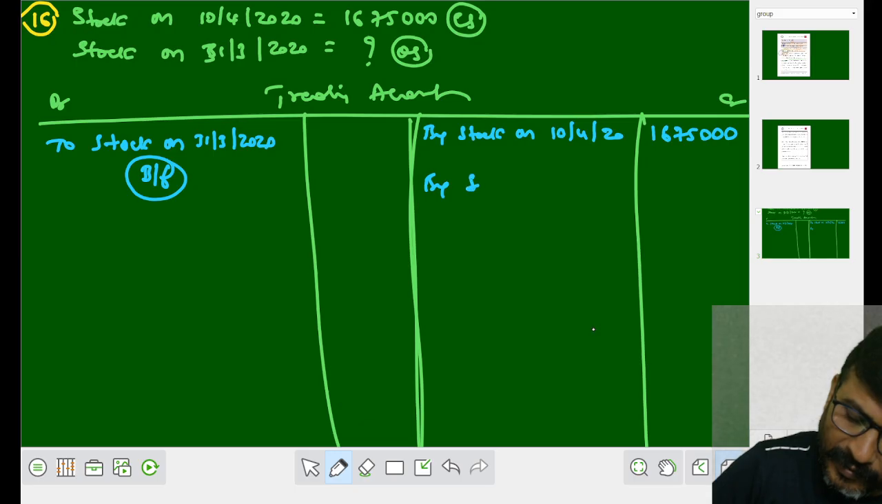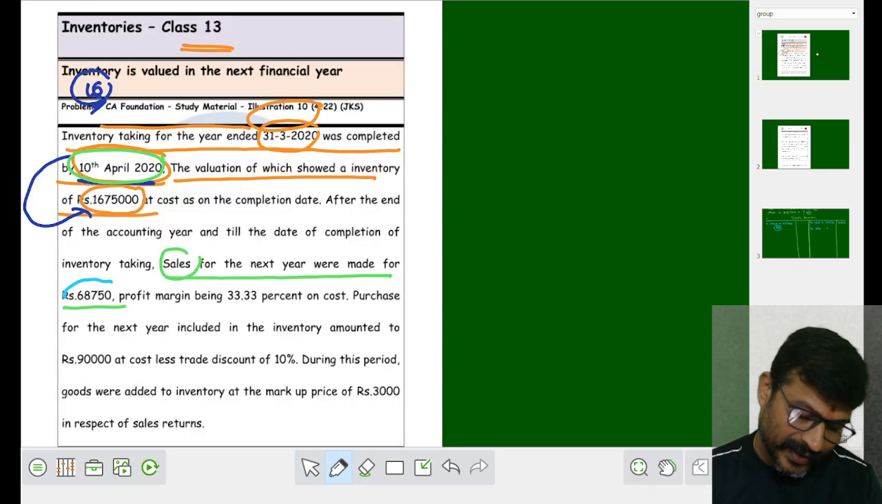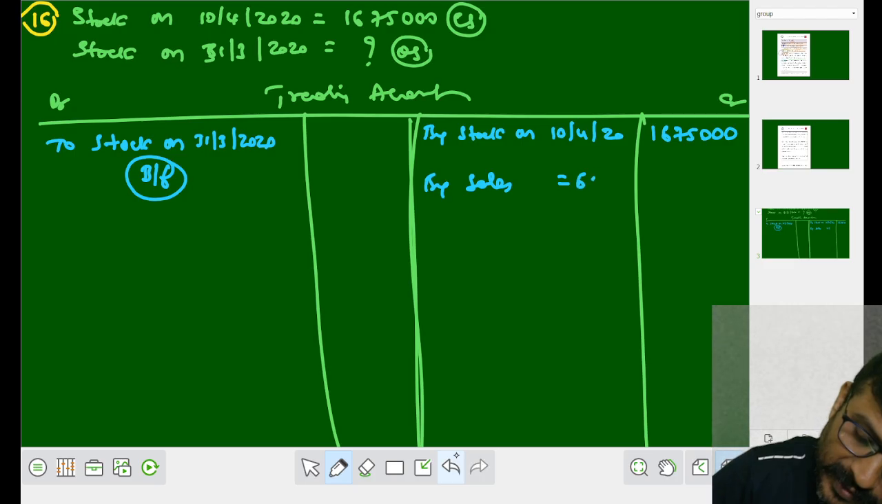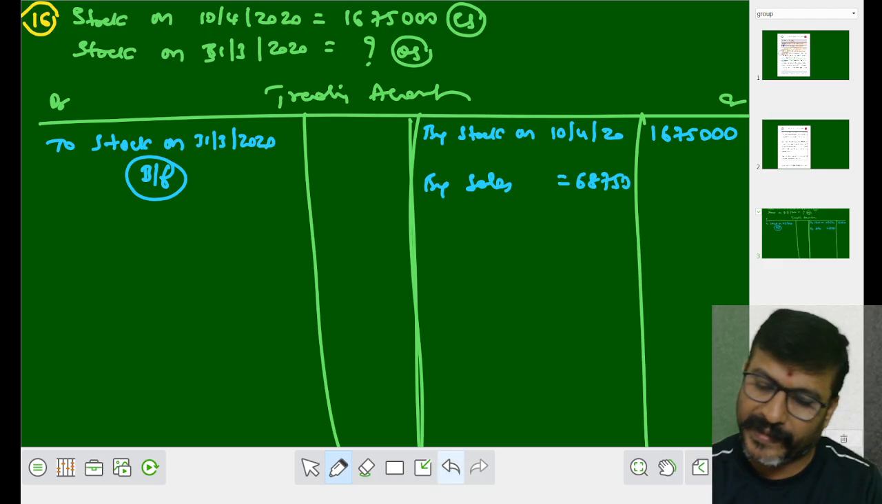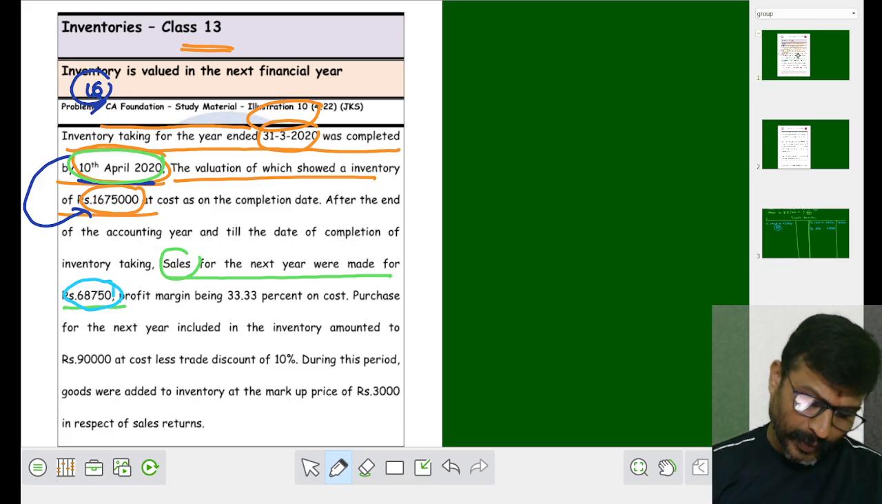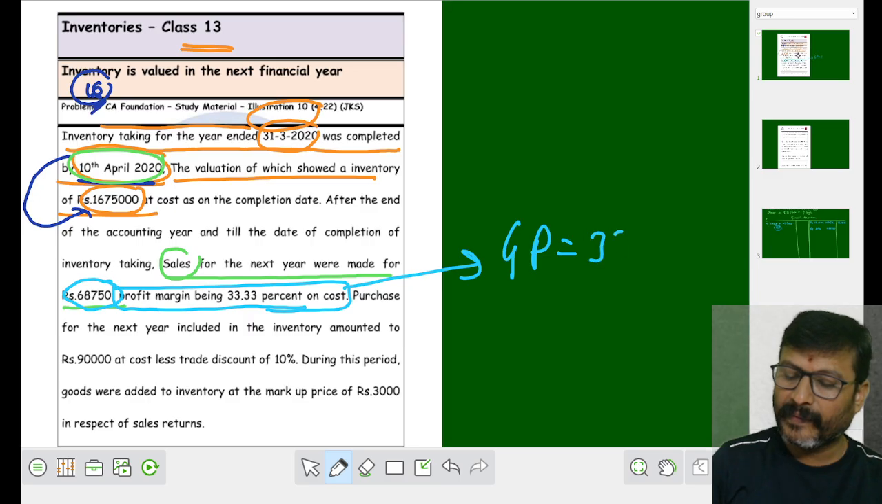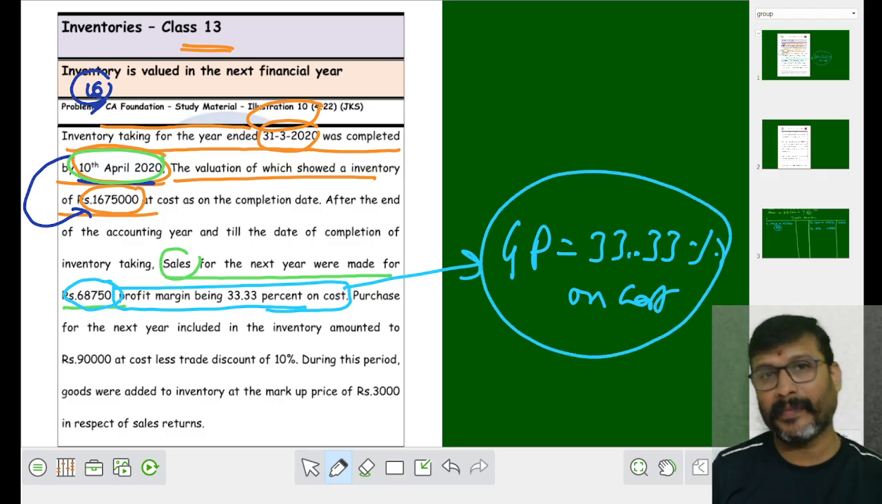Fine. What is given after that? We have sales. How much sales, my dear student? 68,750. You take it in the inner column. Fine. See next what happened. Profit margin is 33.33% on cost. So here you write GP 33.33% on what? On cost. Remember, we take it at the end.